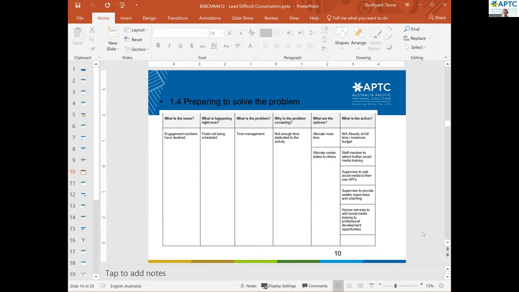Next is preparing to solve the problem. This is just a template. I wish I could make it a bit bigger. And there you go.